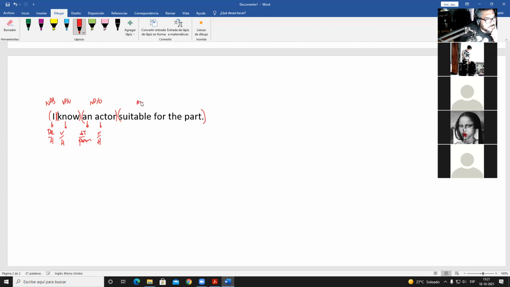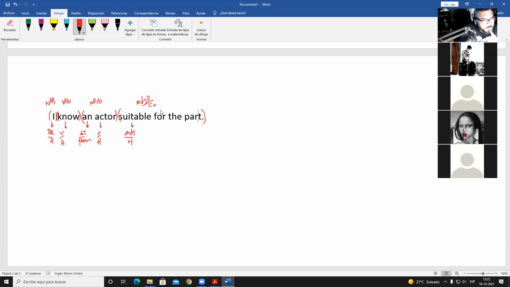And then I have this adjective phrase. What do I know? An actor. How's this actor suitable for the part? Therefore, it's an object complement because it's providing information about the actor, right? And then I have suitable, which is the adjective head.